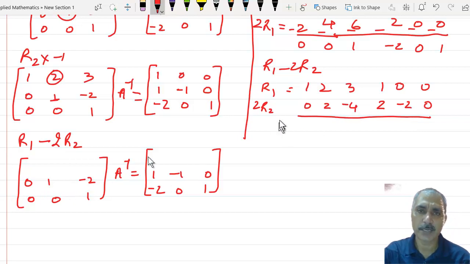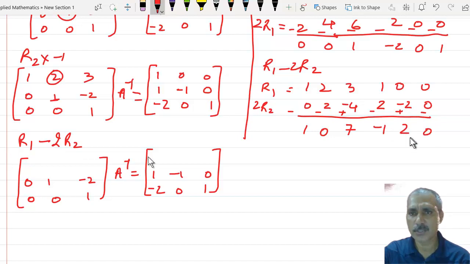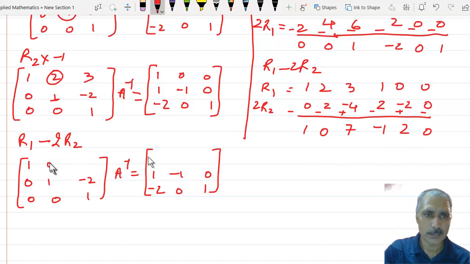Now we have to do the subtraction. Sign will change. This minus will become plus. This is minus, this will become plus and 0. This will remain minus. Now 1 minus 0 is 1. 2 minus 2 is 0. 3 plus 4 is 7. 1 minus 2 is minus 1. 0 plus 2 is 2. And 0 minus 0 is 0. So we got the answer here: 1, 0, 7, minus 1, 2 and 0.